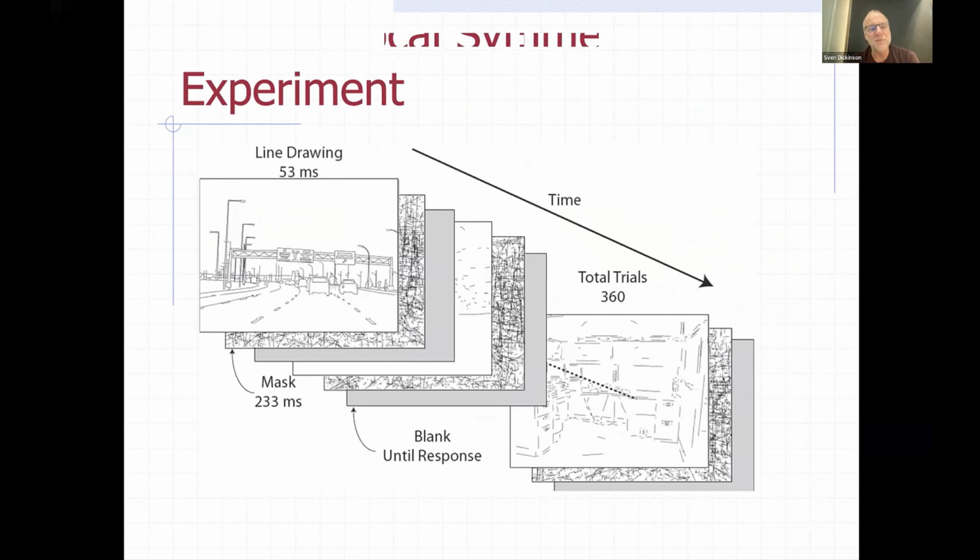And the way we do the experiment is we train the human subjects on only intact line drawings. At test time, we show them line drawings drawn from either intact or the two split conditions, symmetry on, symmetry off. We show them for 53 milliseconds. Then we show them a mask to flush the visual pathway. Then it goes blank until they hit a response, and we repeat that for about 360 trials.